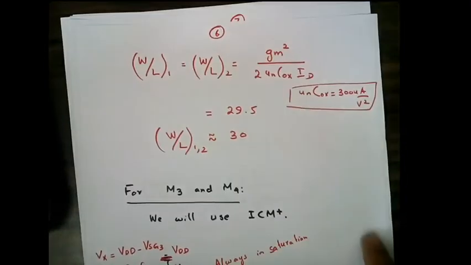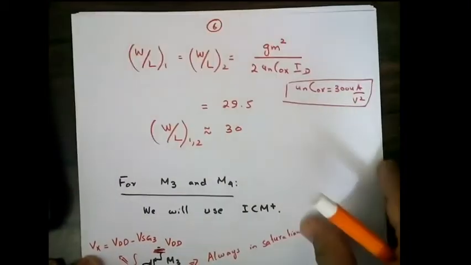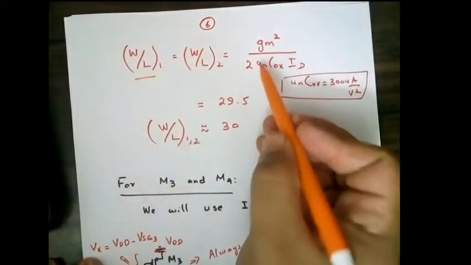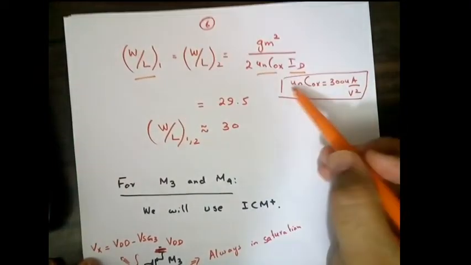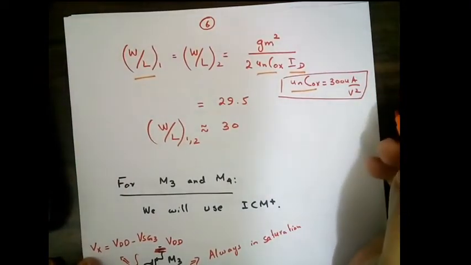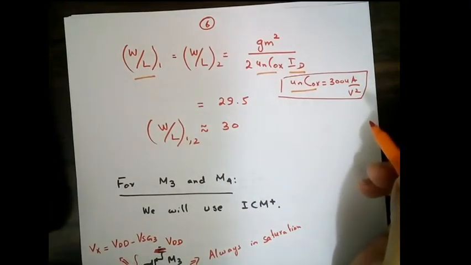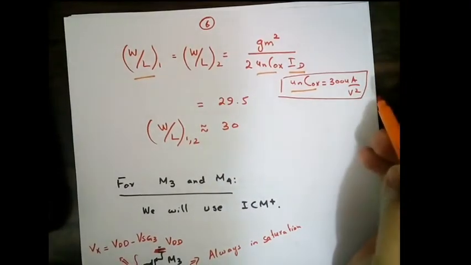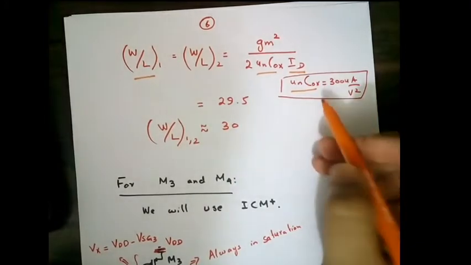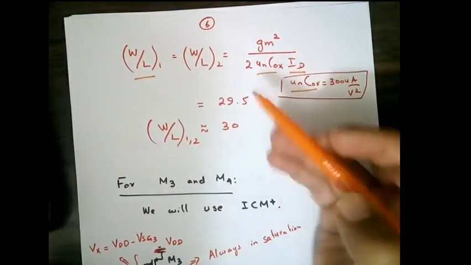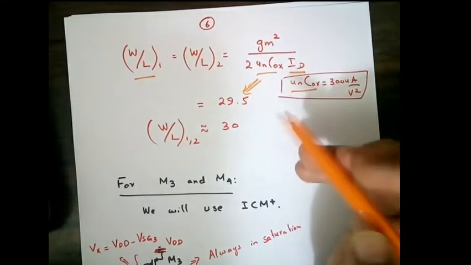So if we just do the math, place in the values, the W by L expression will be gm squared divided by 2 mu n Cox ID. As we mentioned, mu n Cox is provided to us by the foundry all the time, and it's going to be dependent on the foundry process you are using. So for 180 nanometer, we are using 300 microamps per volt squared. And if we plug in the numbers, we are going to have a W/L ratio of 29.5.